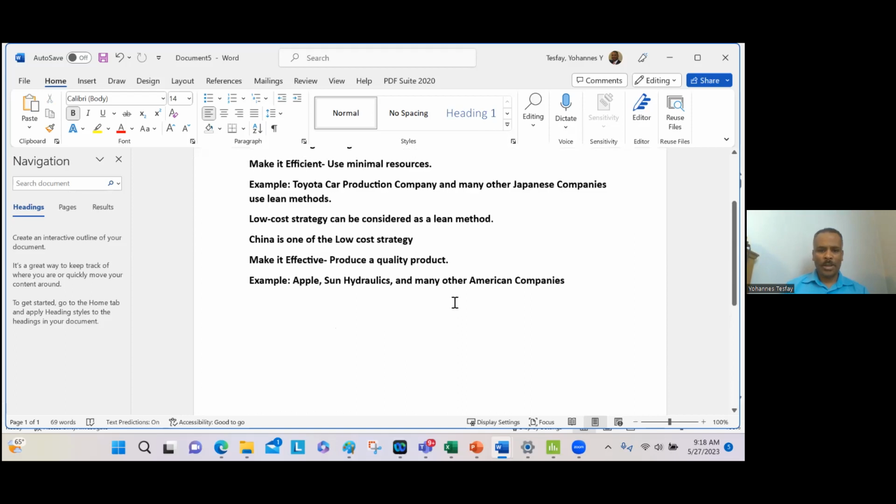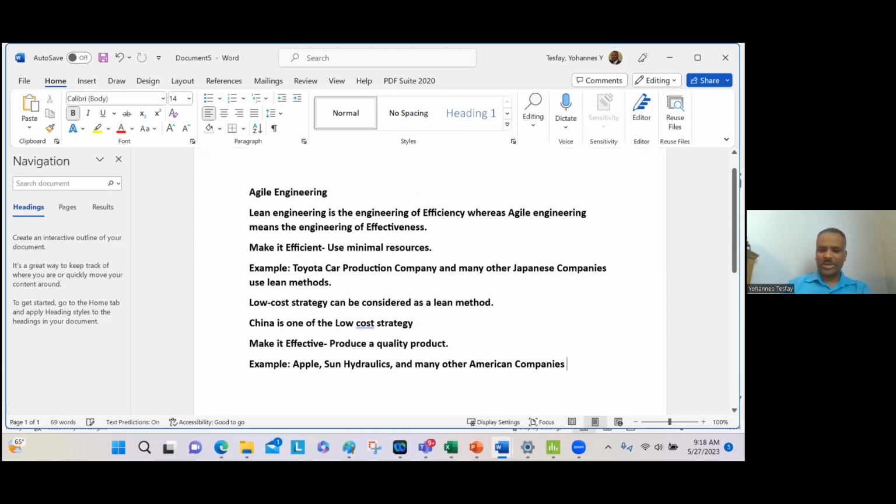So, what is the most important thing in Agile? Most important features of Agile systems.